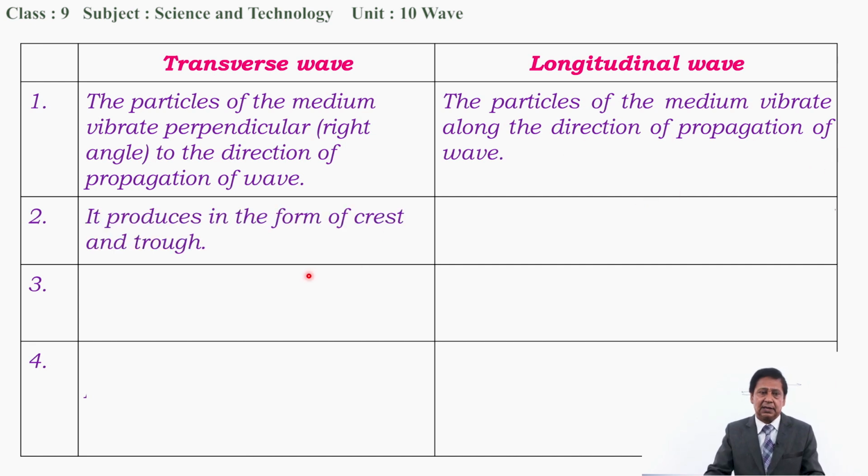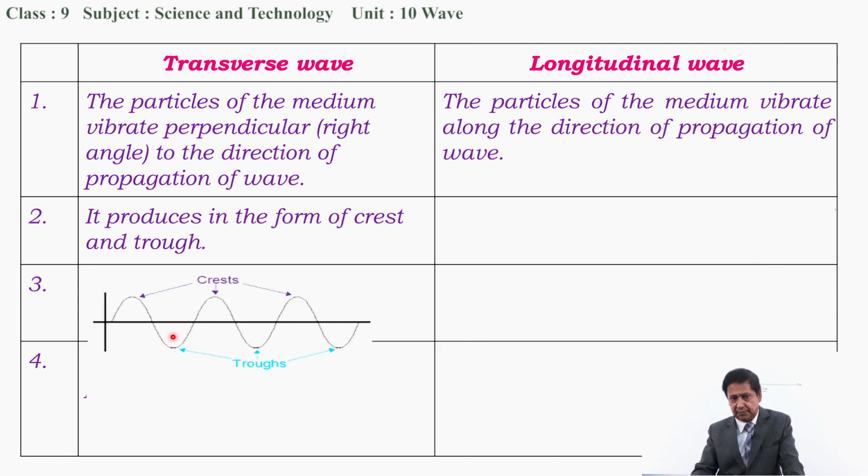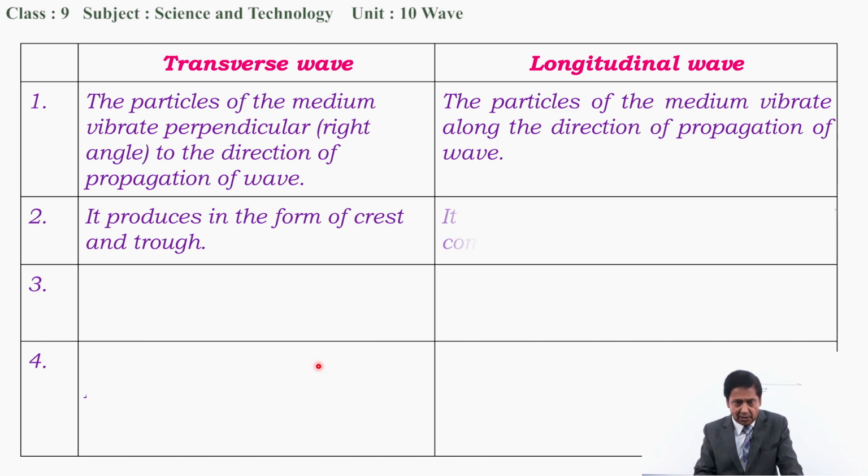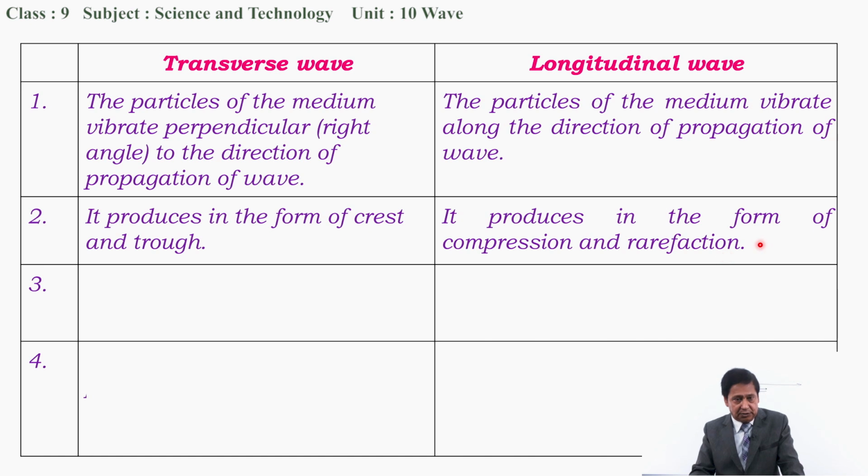The second difference is that a transverse wave is produced in the form of crest and trough. Do you remember what a crest is, what a trough is? I want to show this. Look at this, it represents crest and trough. This is the mean position of the wave. The part of the wave produced above the mean position is called the crest, and the part of the wave produced below the mean position is called the trough. A transverse wave forms in the form of crest and trough. But a longitudinal wave is different. It forms in the form of compression and rarefaction.